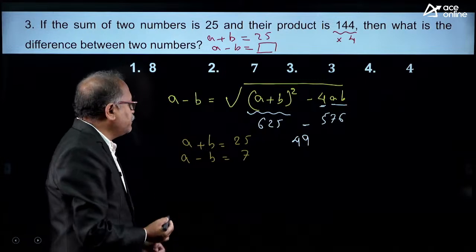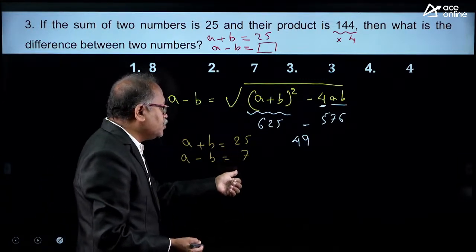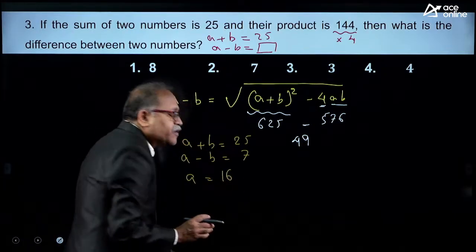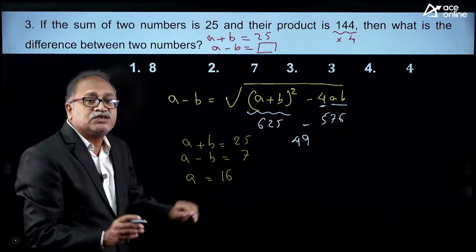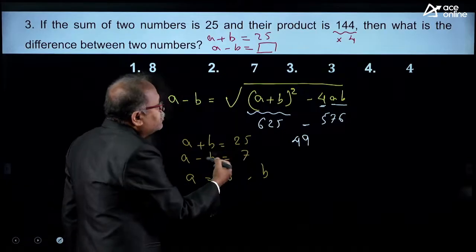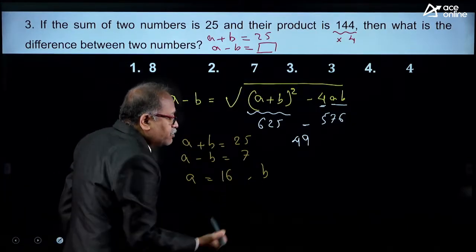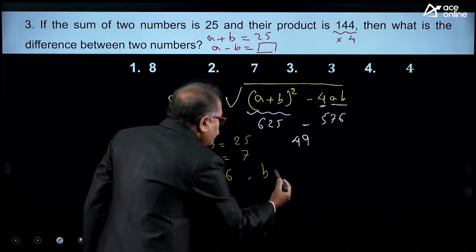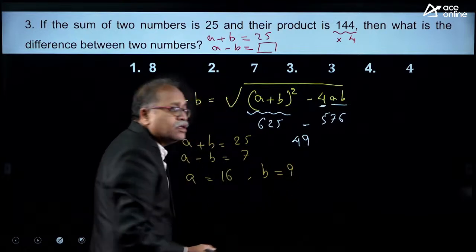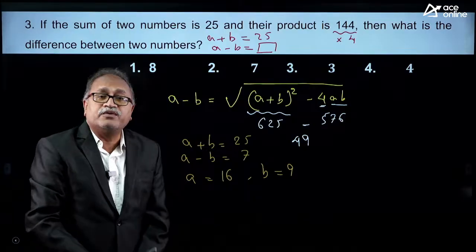A plus B is given to us as 25, and A minus B we got as 7. So what is 2A? 2A is equal to 32. Then A is equal to how much? A is equal to 16. If A is 16, I know A plus B is 25. Then what is the B value, my dear friends? The B value will be 9. And we know 16 into 9 is 144, which is given over there. We got both the values.